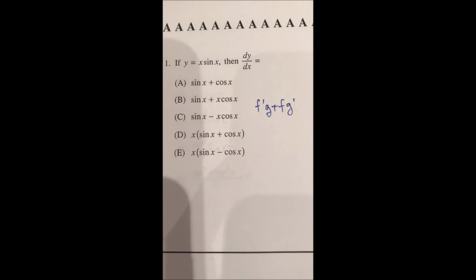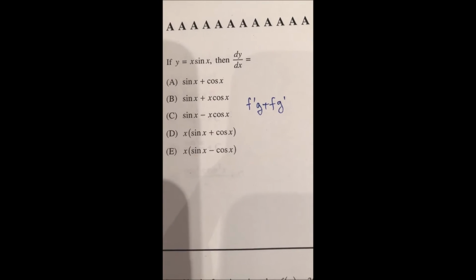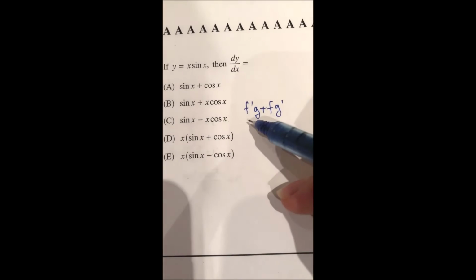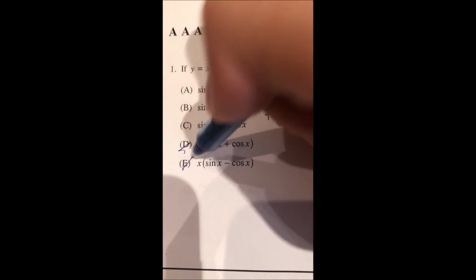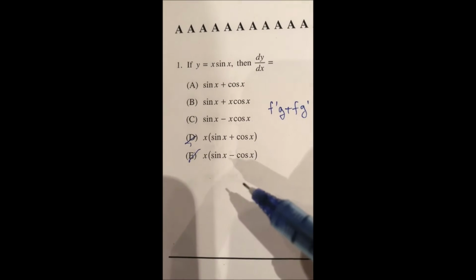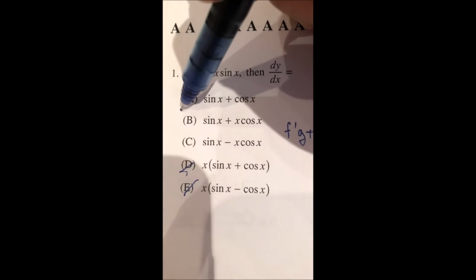And we know that x is the first part of our answer and the derivative of x is 1, which means that x will either appear in the first part or in the second part of our answer. So it can't be d or e because it just appears in both parts of our answer. And we know that it's not a either because it just doesn't appear at all. So it's either b or c.